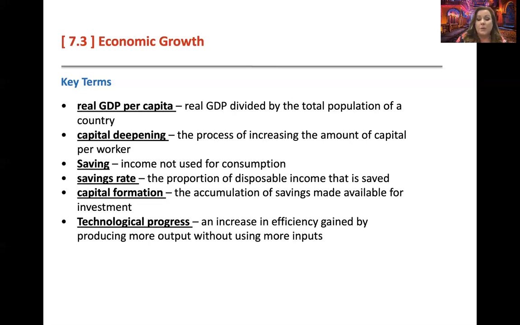Technological progress. This is where we increase efficiency. We're producing more outputs, but we're not using more inputs. For example, if I work and in an hour, I can produce 40 widgets. Widgets is fictional. In 1 hour, I can produce 40 widgets, but you either send me to training and I get better and can produce 50 widgets, or maybe you buy physical capital, a machine that allows me in 1 hour to produce 50. That's technological progress because I'm producing more in the same hour. I'm not producing more because you gave me another hour to do it. In the same hour, I'm producing more.